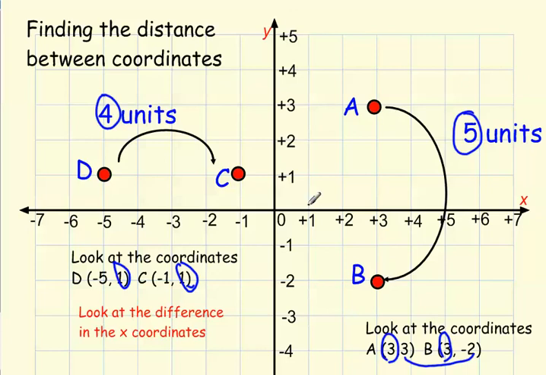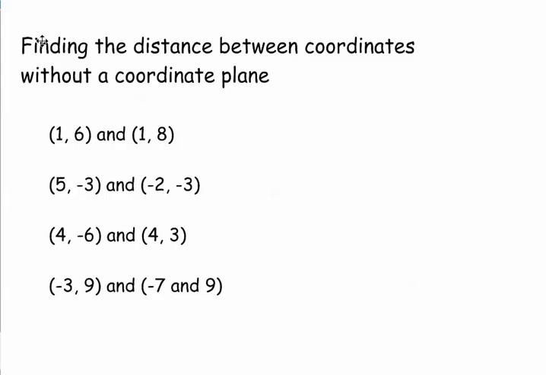Okay? All right, so what I want you to see is if you can find the distance between those 2 ordered pairs without plotting the points. All right, so I'll do the first one with you. So if I have 1, 6 and 1, 8, what's the difference between those 2 coordinates? Well, my x values are the exact same. So all I need to know is the distance between 6 and 8. Well, obviously that's just 2 units.